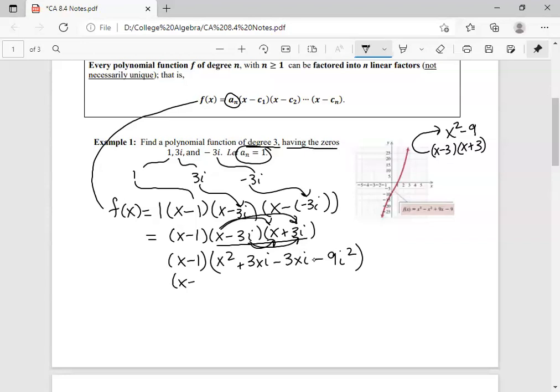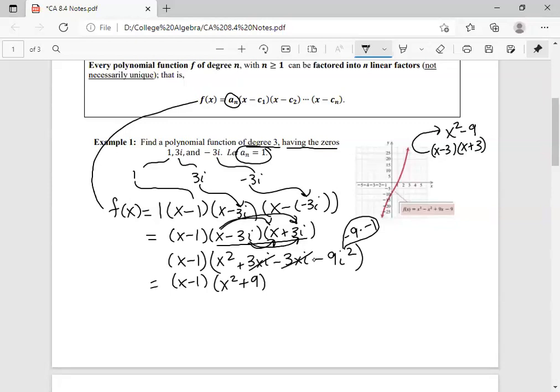Is there anything I can do to make this smaller? Yeah, I've got an x squared. That's not going to go away. But I've got a positive 3xi and a negative 3xi. That's just 0. This whole thing right here is negative 9 times, what is i squared? Negative 1. So negative 9 times negative 1 is 9. Okay, so that helps me reduce that down.